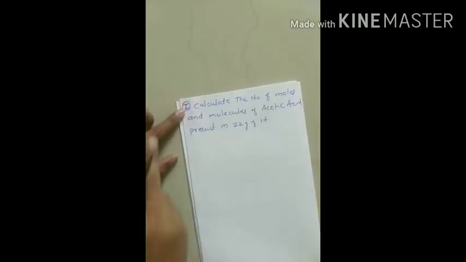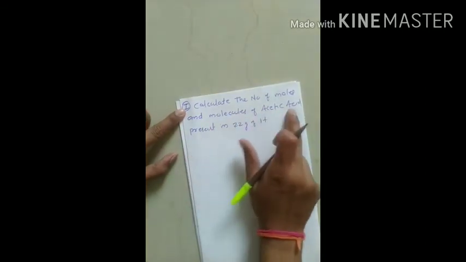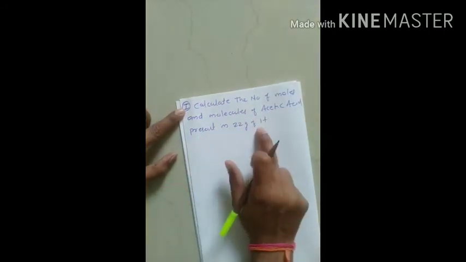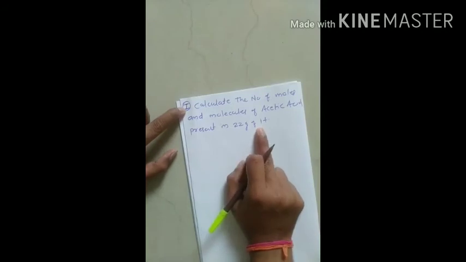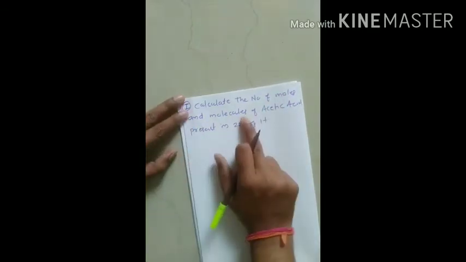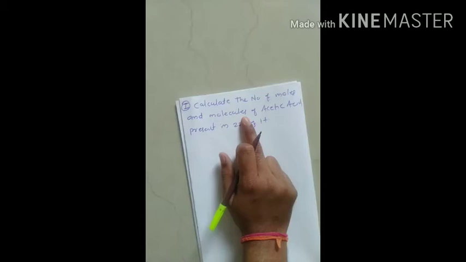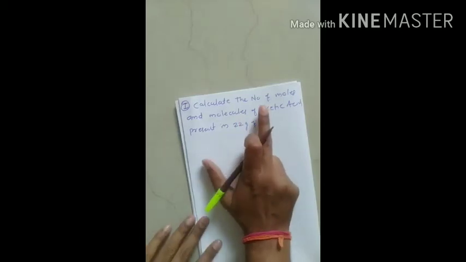So question number one is like this: calculate the number of moles and molecules of acetic acid present in 22 gram of it. If you read the question carefully, you will come to know that if you are able to calculate the number of moles, you will get the number of molecules by using a simple formula: number of molecules equals number of moles into Avogadro's constant, isn't it? So the only thing is that we have to calculate the number of moles here.